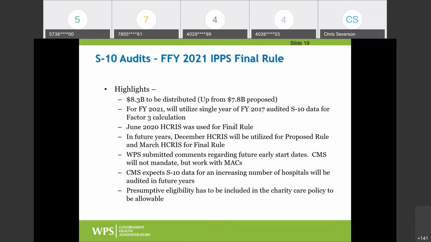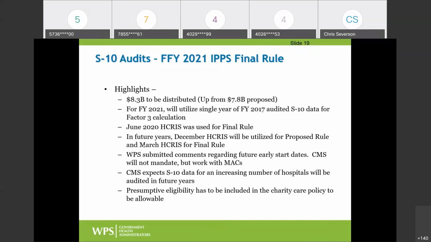For fiscal year 21, they did use, I should say, it's already effective, 1 year of cost reporting data from 2017 for their Factor 3 calculation. Factor 3 is just the hospital-specific percentage of that uncompensated care pool that's being used. June 2020 HCRIS was used for the final rule. Now, that was this year only. They made an exception. They used a little bit later data than they usually would, again, partly due to COVID.